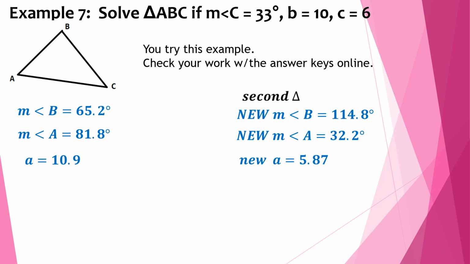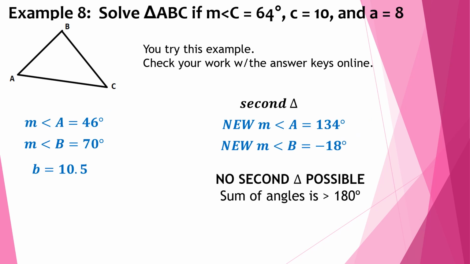All right, there are two more examples. So take a quick screenshot for example 7 and example 8. Jot down the answers. So example 7 does have two different triangles. I want you guys to try these on your own and check your work with the answer keys that are online.